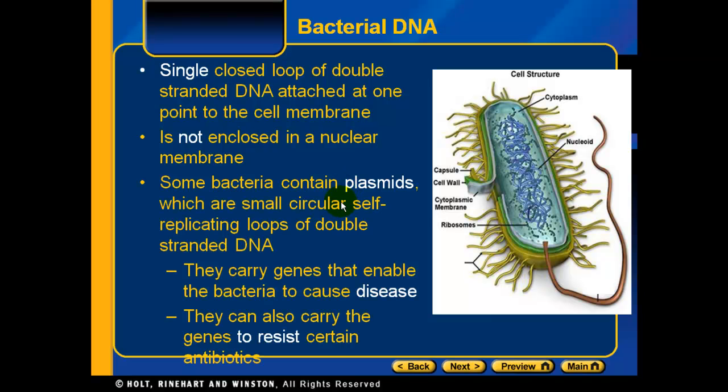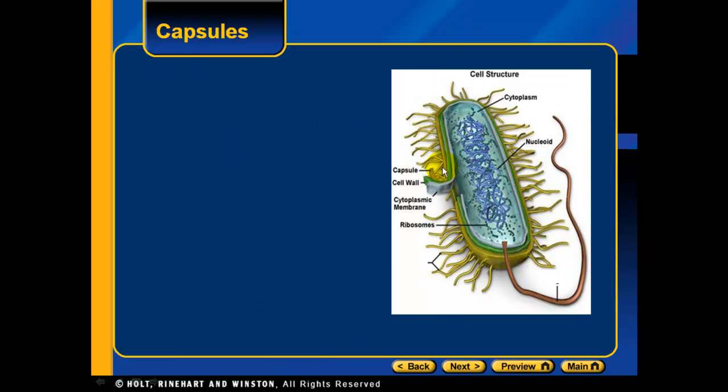Some bacteria also contain a plasmid. A plasmid would be a small circle, and it's not on this diagram, of a single small circular self-replicating loop of DNA. So it's like an extra piece of DNA. And this DNA is special, this plasmid, because it carries genes to cause diseases, and it carries genes to resist antibiotics. So the capsule is the yellow outermost layer in a bacterial cell.